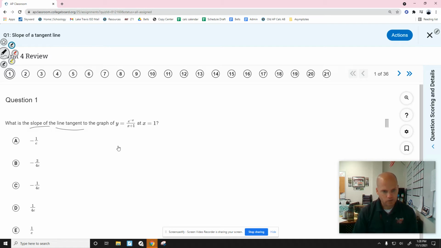Slope of line tangent, derivative. Let's find y prime. All right, well, it's a quotient, so I have to use the quotient rule. The derivative of the top is a popular function, e to the negative x. Its derivative is negative e to the negative x. You multiply these together, the negative can come up front. So, derivative of the top times the bottom, minus the derivative of the bottom times the top, all over the bottom squared.